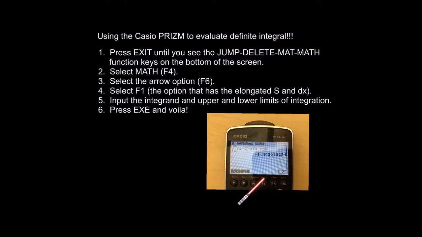So go ahead and try to replicate my screen right here and see if you get the answer. Make sure you're in radian mode. Homework 8.1 is going to contain some integrals that you cannot do by hand. For those problems, go ahead and use this definite integral feature on the Casio Prism.